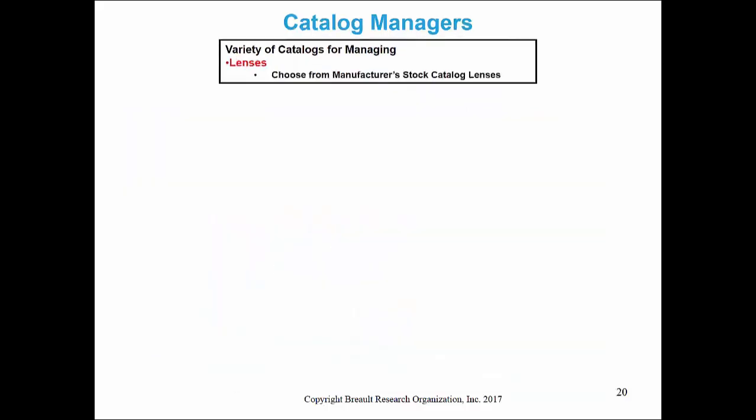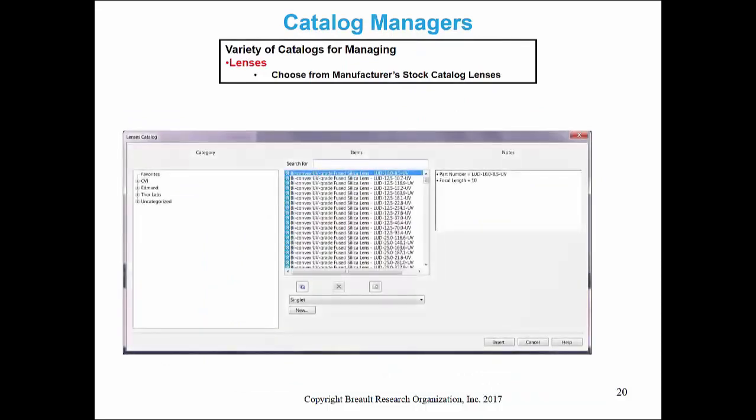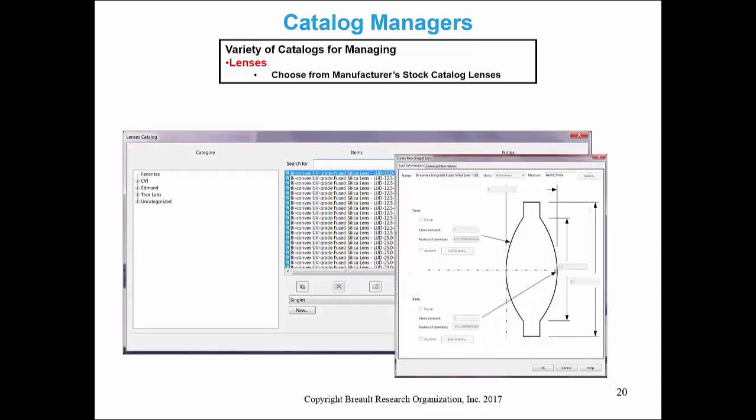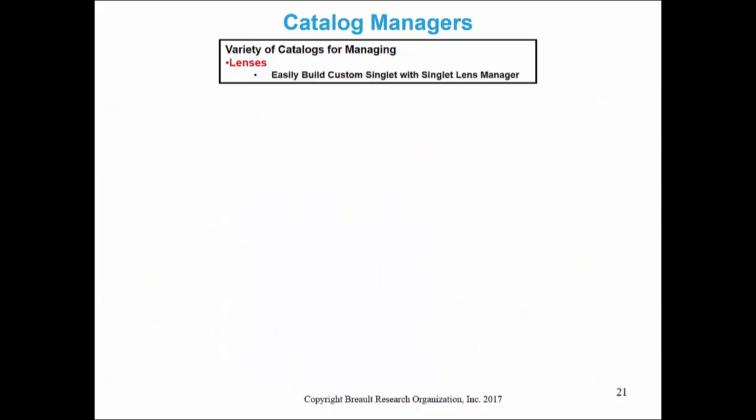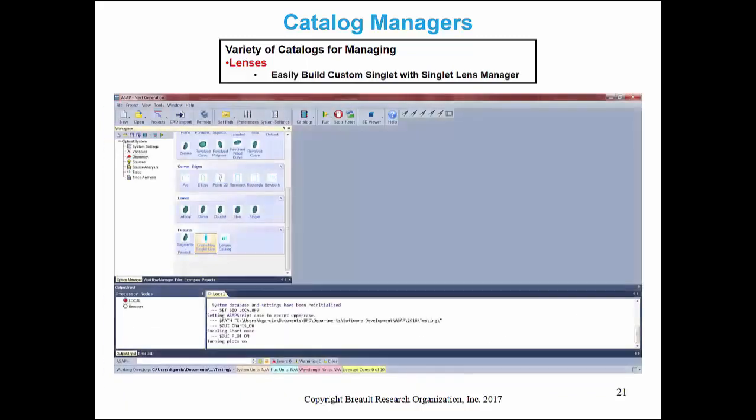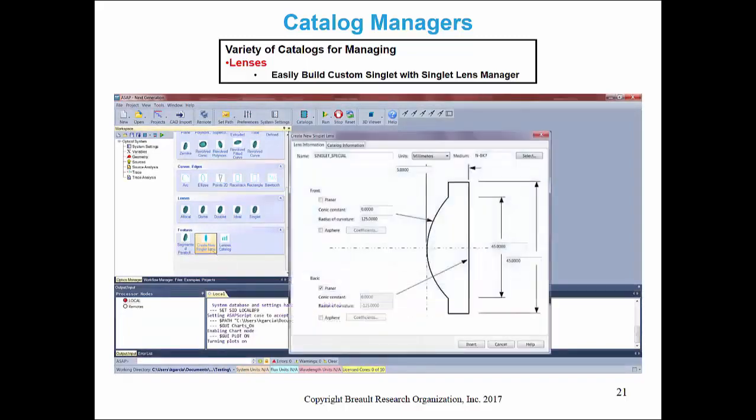The lenses catalog contains a wide selection of manufacturer stock lenses. You can search for stock lenses in the catalogs and use them, copy and modify the stock lenses and insert them in your model, or you can create singlet lenses from scratch by entering their optical prescription and inserting them into your model.